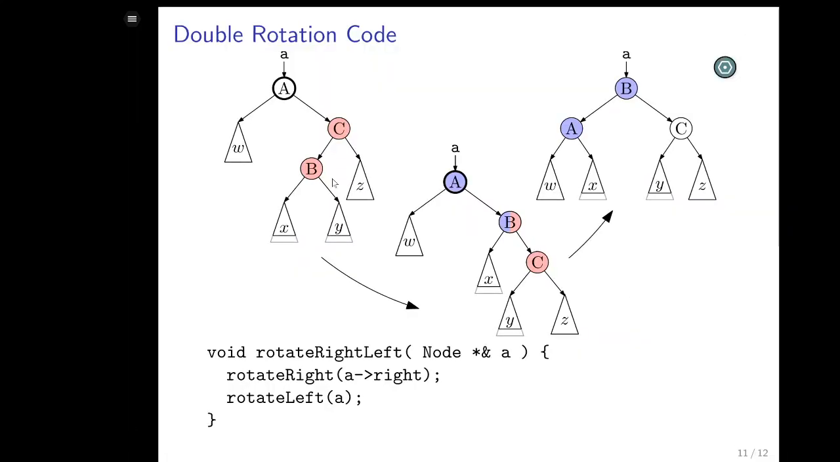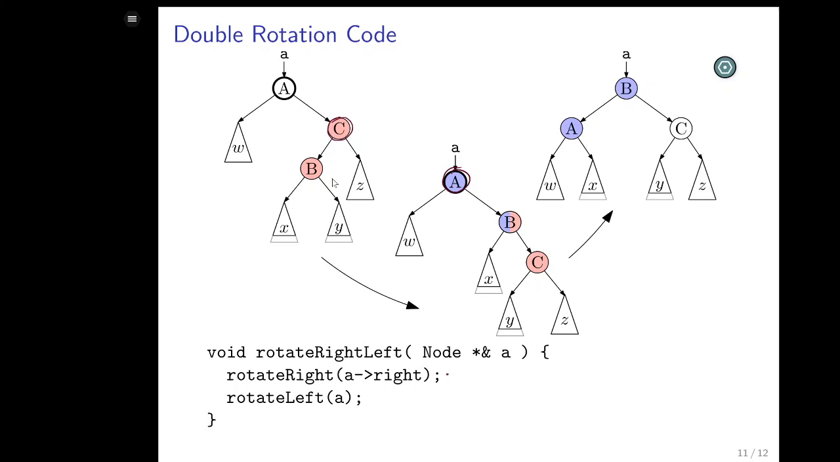There you go. That's the code. It's like 2 lines of code. Isn't it cool? You do a rotate right down here at this node, and then you do a rotate left up here at this node. It's just lovely. It makes reference parameters, makes me happy.